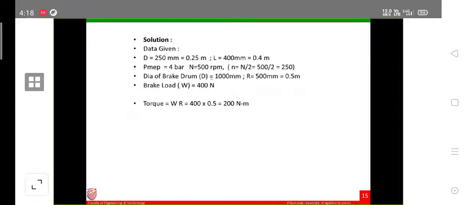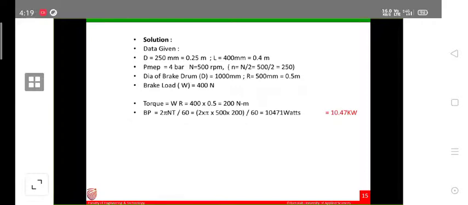Here they have given the diameter of the brake drum, so we need to convert the diameter into radius. That becomes 500 mm, so 0.5 meter. So the torque will become 400 into 0.5, that is 200 Newton meter. So this will be the torque. This will be used to calculate the brake power.